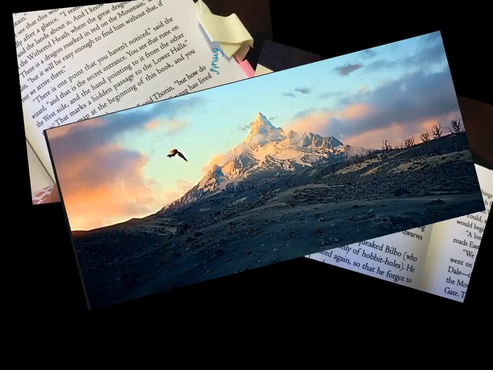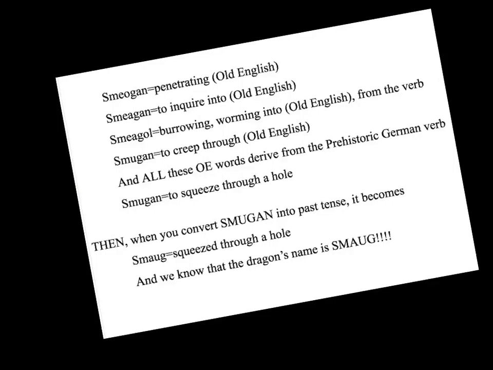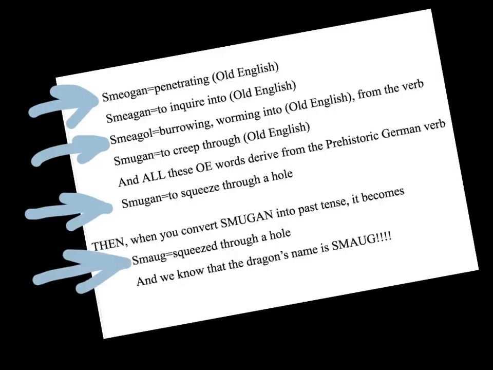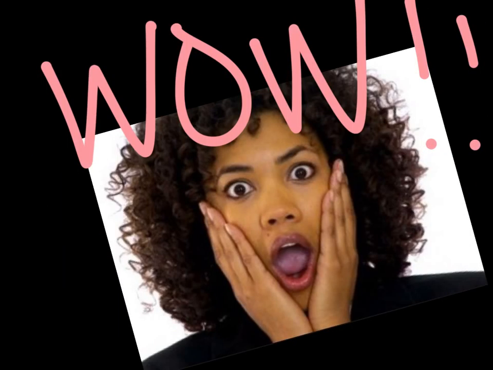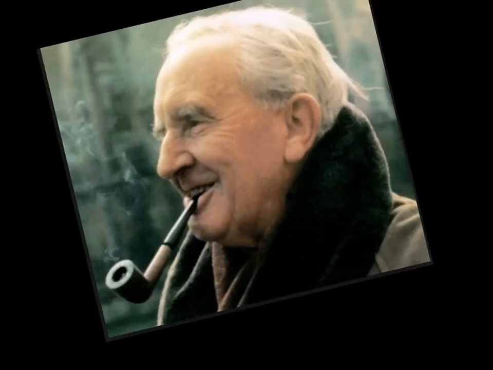But how exactly does Smaug get into the Lonely Mountain? By penetrating into, by burrowing into, and by squeezing through a hole. And of course, since he's done this in the past, he has been squeezed through a hole, which is his name. I blew your mind, didn't I? Don't thank me, thank Tolkien.